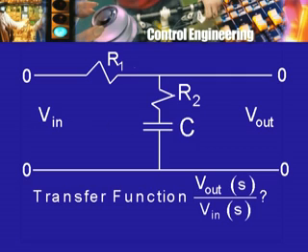So, if this is R1, this is R2 and this is C, find out what this transfer function is going to be, V out S divided by V in S for this very simple circuit. Find out whether it will give you lagging phase, that is, output phase will lag the input phase, or whether it will give you a leading phase. So, this is one example of a network.